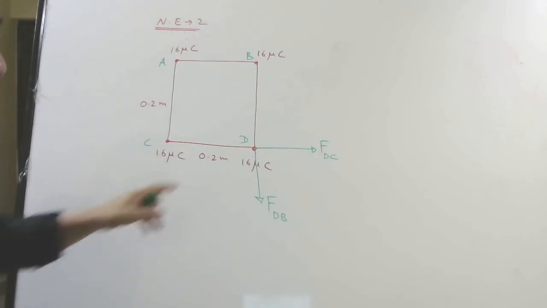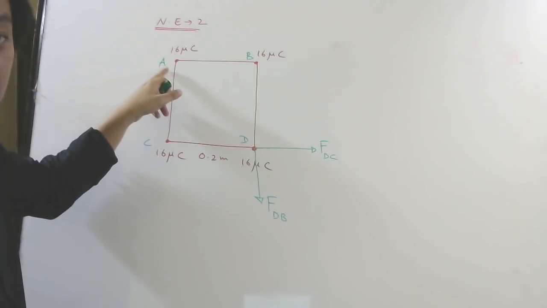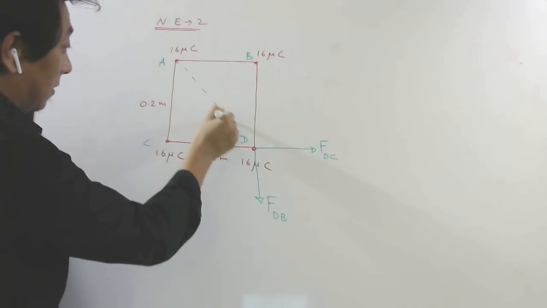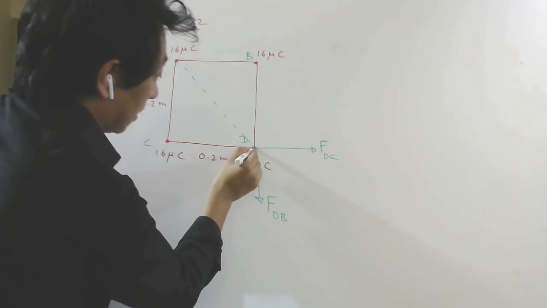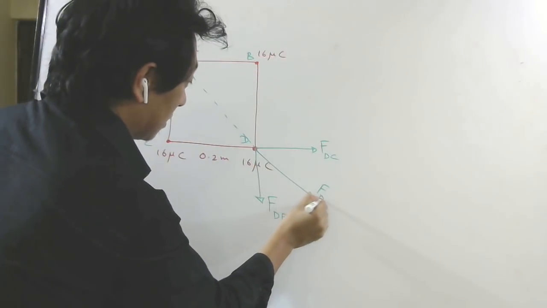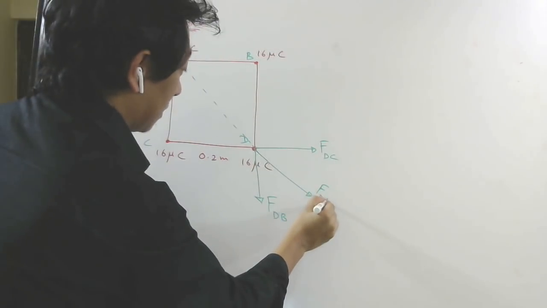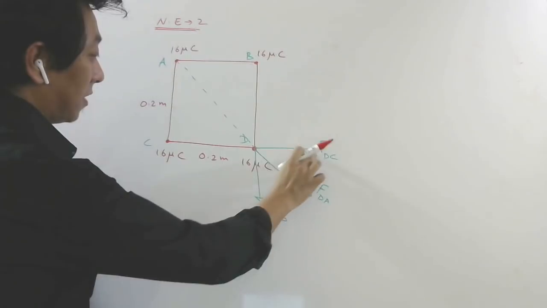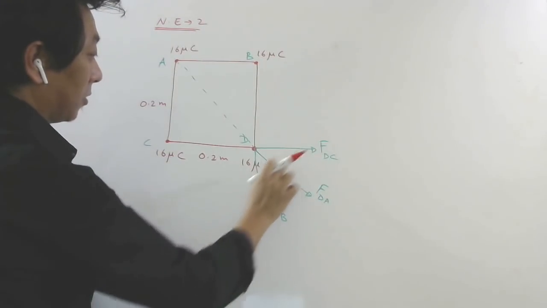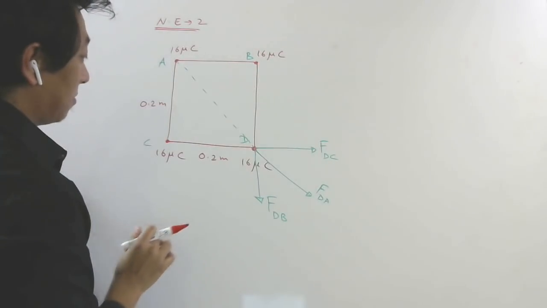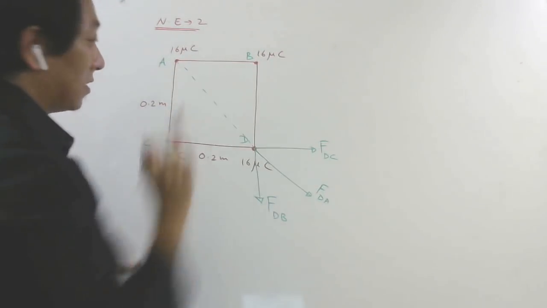Then you also have to find force on D by A. A will feel bad, okay? Don't neglect A. So that will be along this line, and that will be like this. Force on D by A. Now, before you solve, try to think whose magnitude will be the same. This and this will have the same magnitude, because the product of the charges is the same, and this distance and this distance are the same.